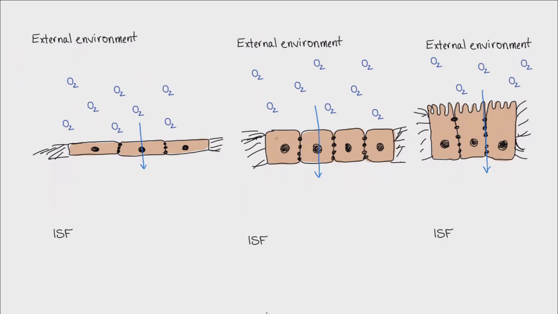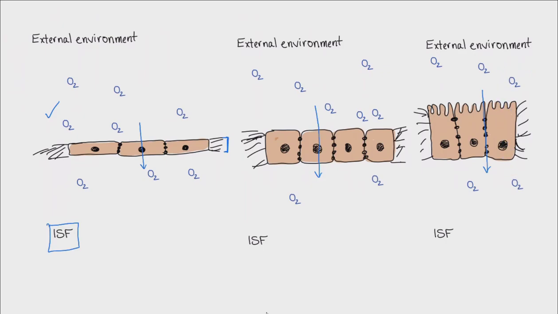Which one of these has the shortest distance between the external environment and my interstitial fluid? And it's this one, the simple squamous cells. In other words, I'm minimizing the distance, and therefore these guys are going to move over faster because they don't have as far to go. Compared to these, which have a farther distance to travel, and especially these over here. These have the farthest distance to travel.